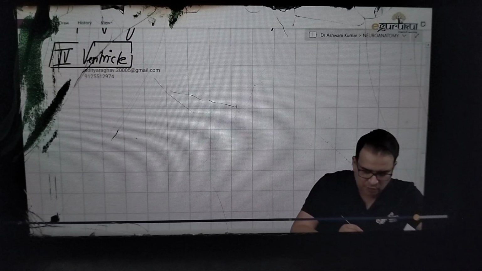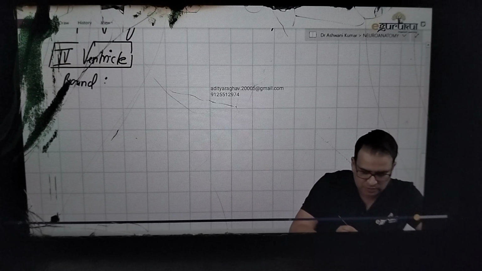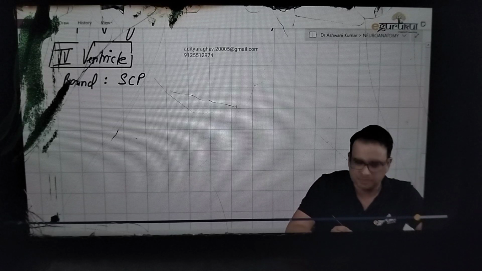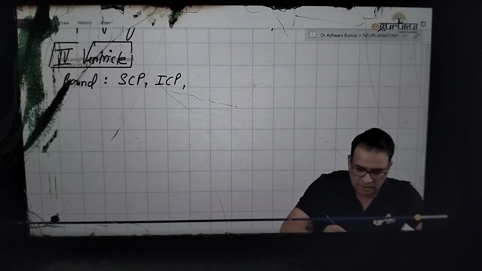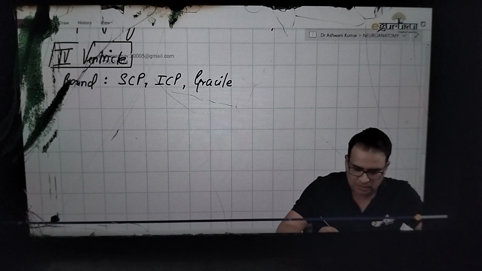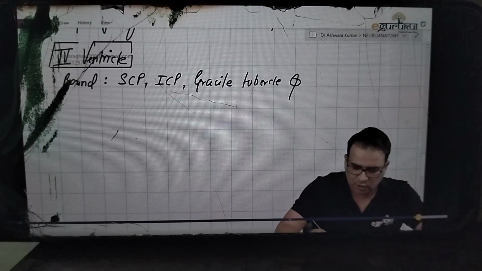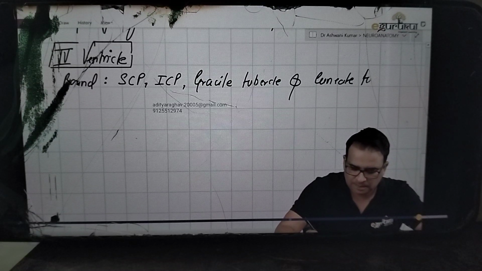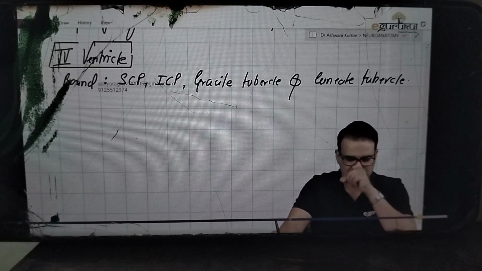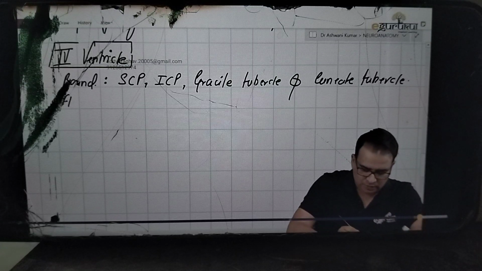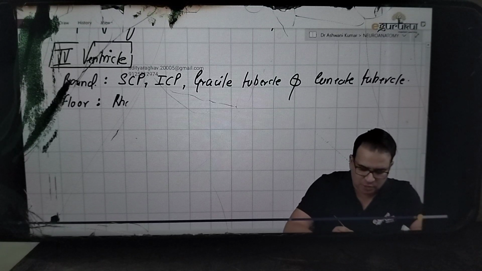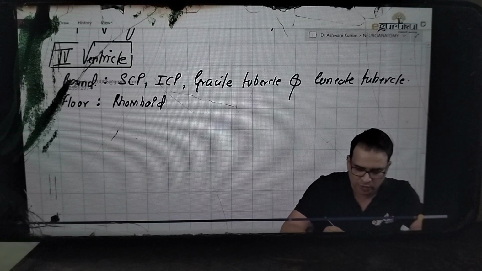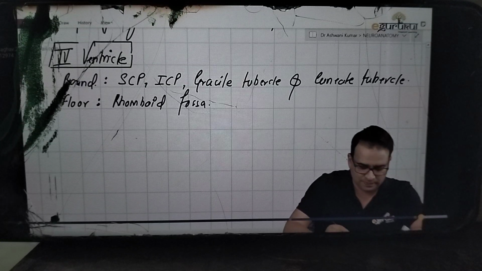So first of all, starting with the boundaries, what structures are forming the boundaries of the fourth ventricle? It was the superior cerebellar peduncle, the inferior cerebellar peduncle, the gracile tubercle, and also the cuneate tubercle. Those are the boundaries. Floor we already discussed in detail, whatever we just discussed is all about the floor only. So the rhomboid fossa is the floor of the fourth ventricle.